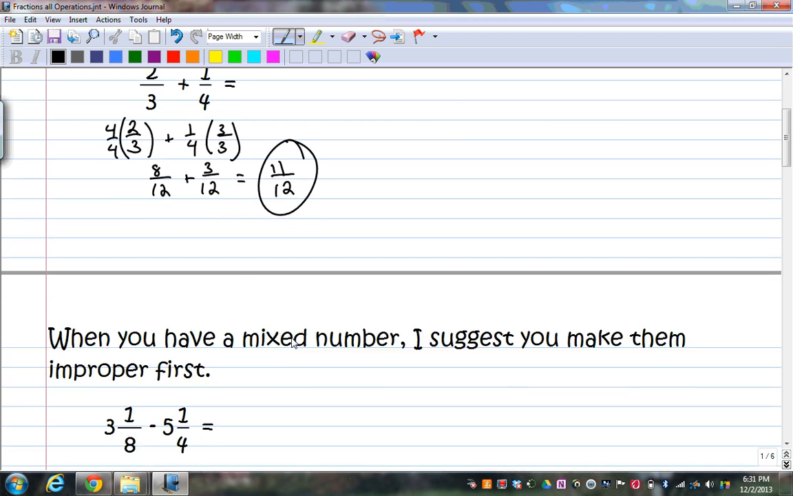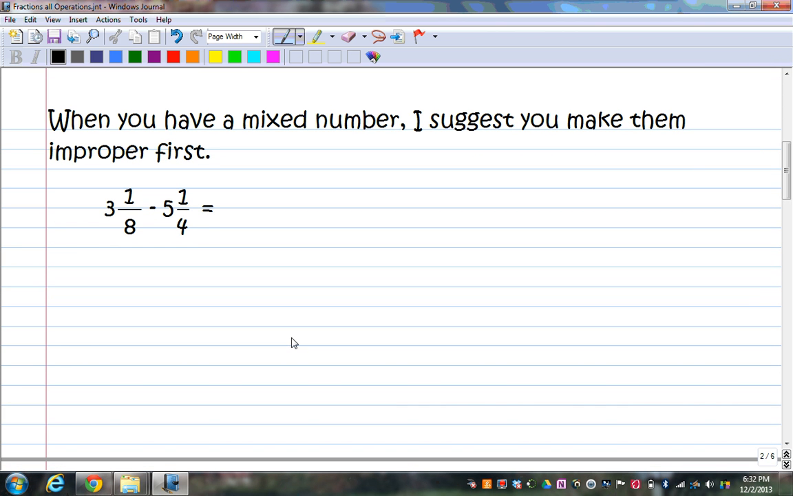Now, when you have a mixed number, I suggest you make them improper first. You don't have to, but there will definitely be occasions where you will need to. And then when you go to multiplication, you have to. So you might as well just do it. So the way to do that, you do 8 times 3 plus the 1. 3 times 8 is 24, plus the 1 on top is 25. Keep the denominator. Minus 4 times 5 is 20, plus 1 is 21/4.